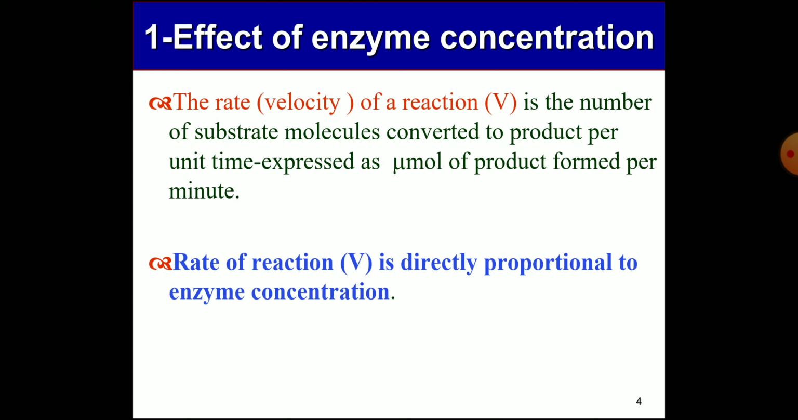So the rate or the velocity of a reaction of an enzyme is the number of substrate molecules converted to product per unit time, and it is expressed as the micromoles of product formed per minute. So the rate velocity is the number of the substrate molecules converted to product per unit time. Then velocity is directly proportional to the enzyme concentration. So what is the effect of enzyme concentration on the velocity? The rate of reaction or the velocity is directly proportional to the enzyme concentration. So whenever there is increased enzyme concentration, velocity also increases accordingly.